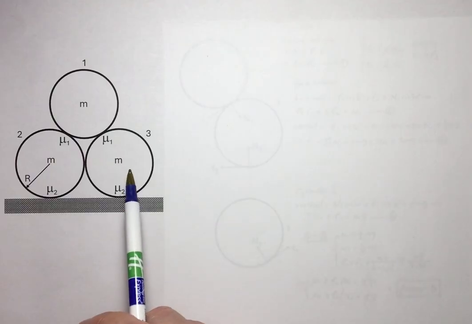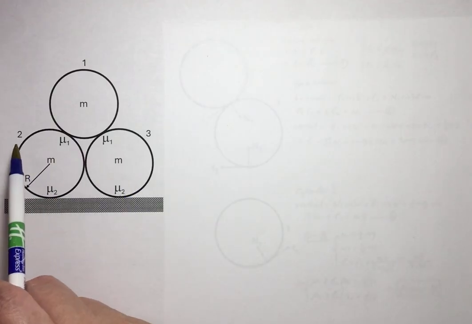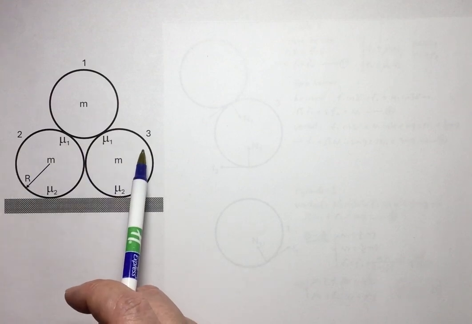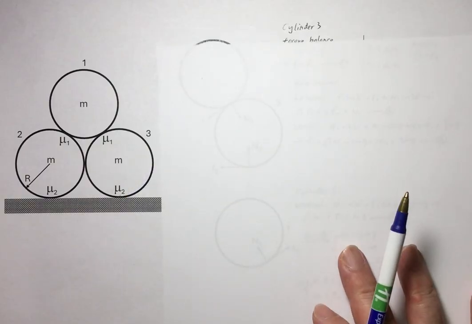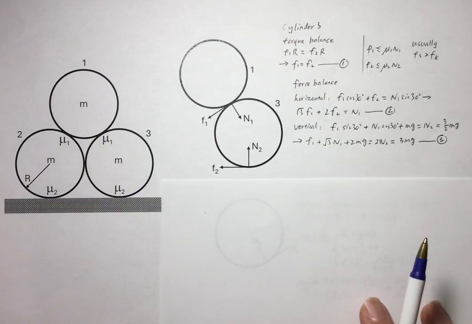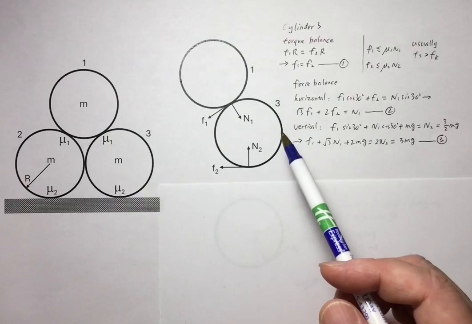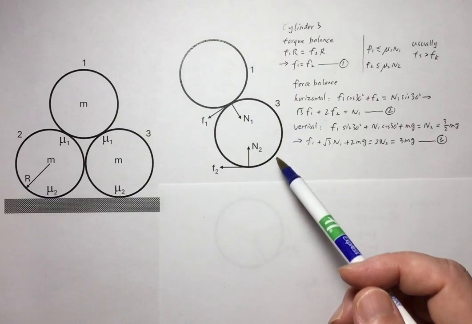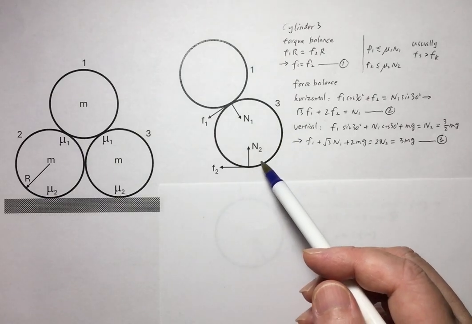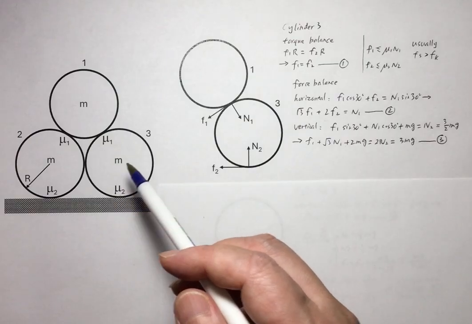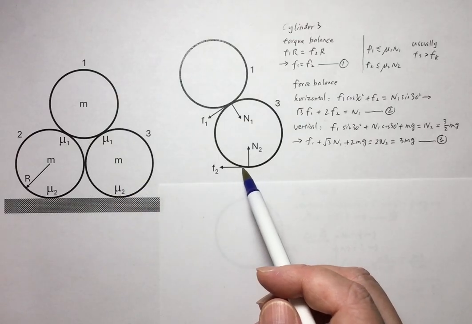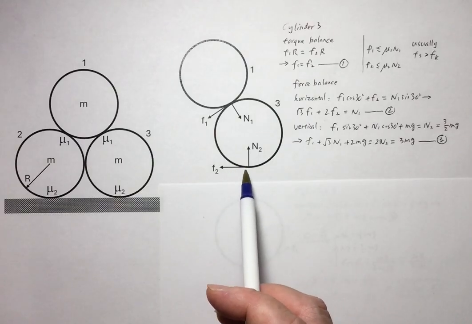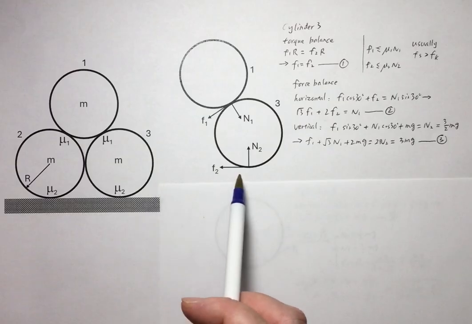Let's look at cylinder 3 first. Cylinder 2 will be similar to cylinder 3, so we only look at 3. So let's look at the forces that act on cylinder 3. So we have N2 that is from the ground, and then F2 is the friction force. It's not difficult to figure out that F2 should point left.